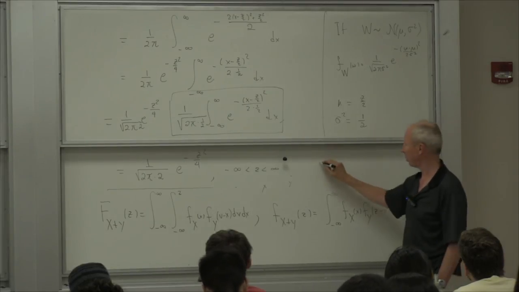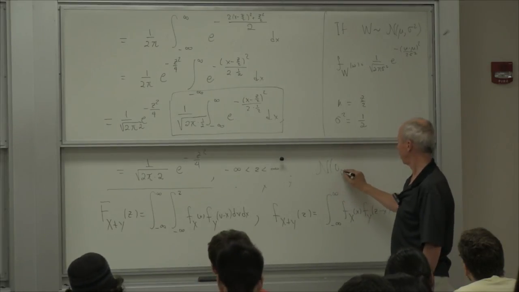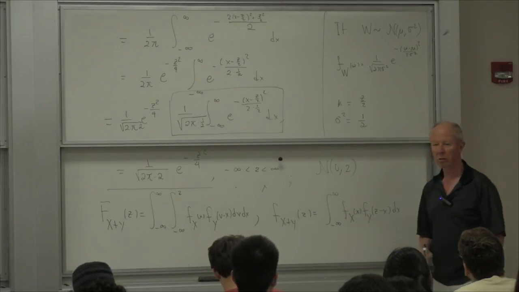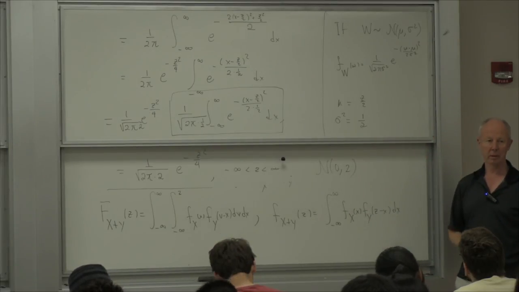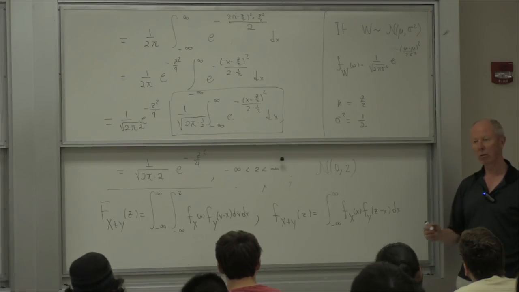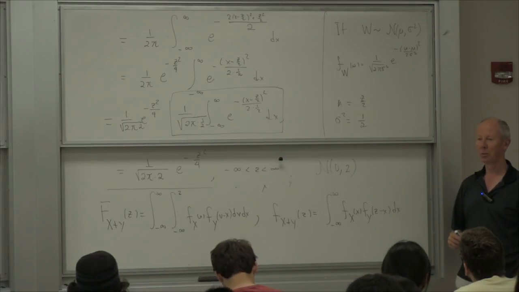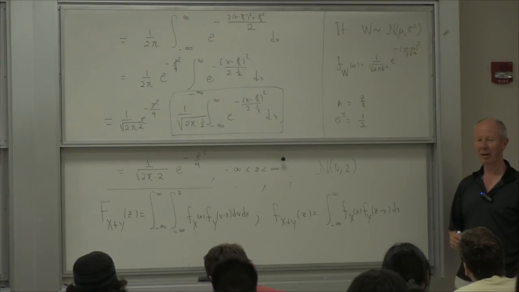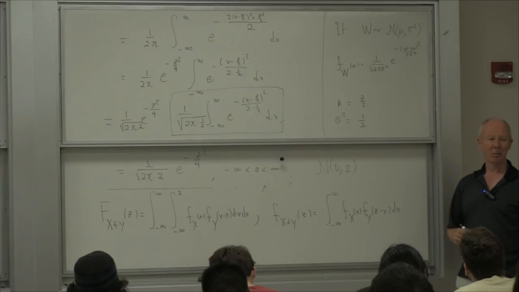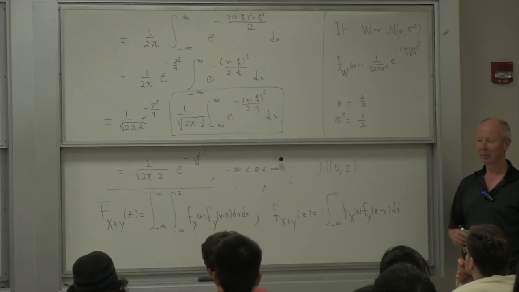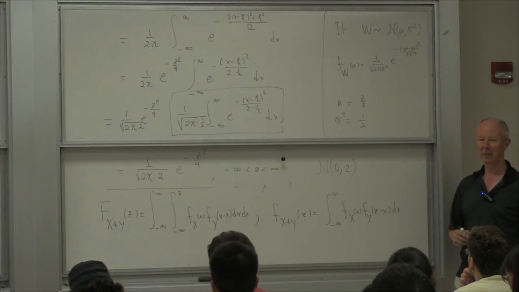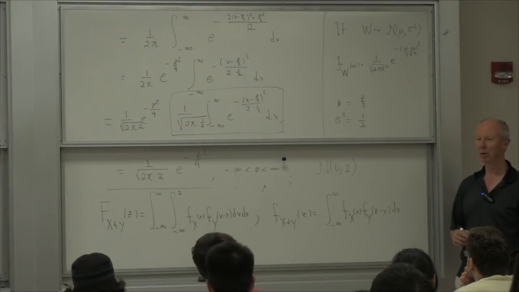So this is a normal mean 0 variance 2 random variable. So if you add 2 independent normals with mean 0 and variance 1, you get a normal with mean 0 and variance 2. If you add 3 independent random variables together, which were mean 0 variance 1, what do you think you would get? Normal with mean 0 and variance 3. If you add n, it would be normal with mean 0 and variance n.